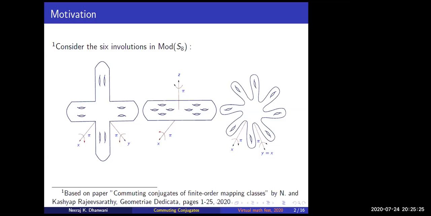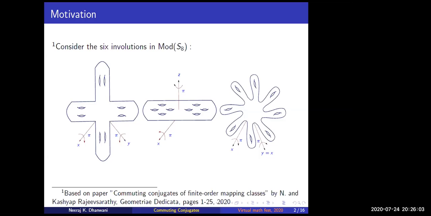What about their composition? When will they commute? It's not difficult to see in this diagram that whenever two involutions in R3 make a 90-degree angle, they will commute. But in the third diagram, they will not, even though they are of the same kind as the previous diagrams. They also have 2 fixed points. So this motivates us to find a condition for when two mapping classes commute.